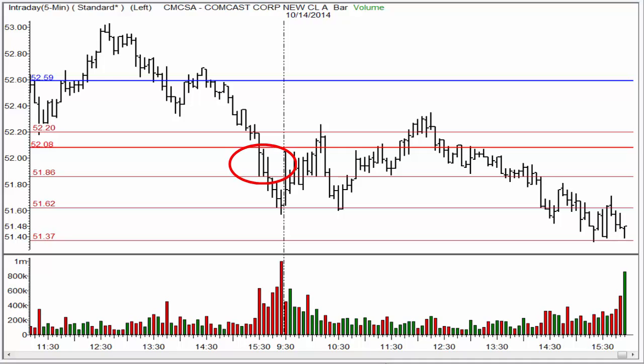We can see that it is right between the central pivot and that 51.86 band, and then, of course, 52.20 up above would be the extreme of the range that we were looking for. But this consolidation overlaps nicely with what happened here, and this consolidation overlaps nicely with what happened here.